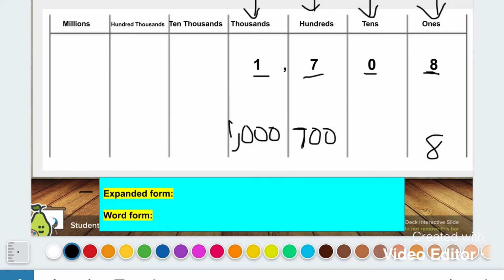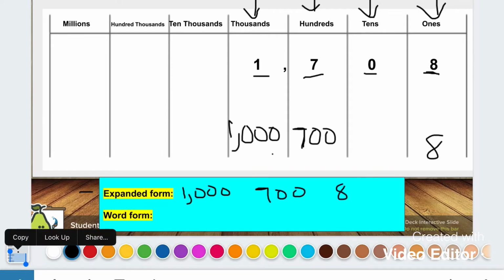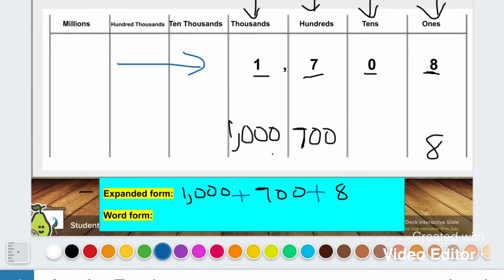So at the bottom of your page, the next thing you're going to do is fill in where it says expanded form with the value of each digit. However, the only difference is when we're filling in the value of each digit, we're going to add an addition symbol. This addition symbol tells us that even though we found the value of each individual digit, when we combine all of those values together, we come up with 1,708. You guys, we've now written 1,708 in expanded form.